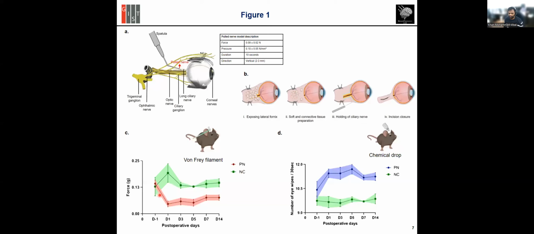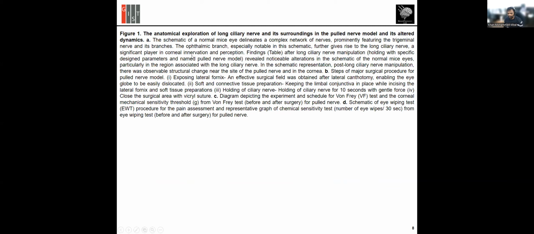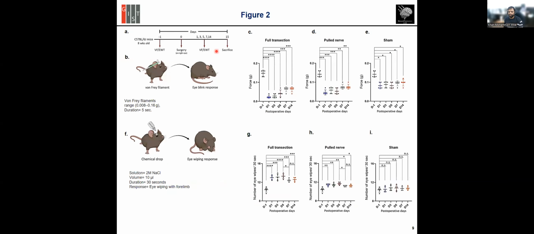I found this type of reading, and these are the numbers of eye wipes for the chemical eye drop, and I found this type of reading. These are the figure legends for figure 1, and these are figure panel 2. So here is the schematic for doing the whole experiment.